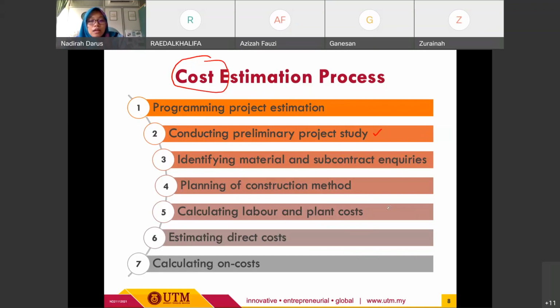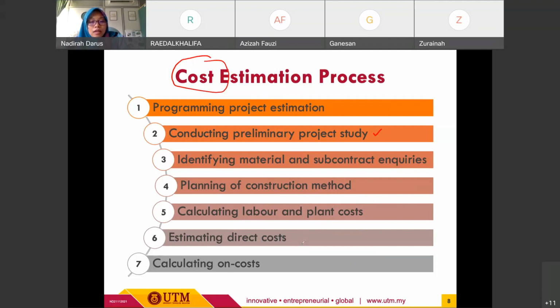Okay, and then we need to proceed with the planning of the construction method, since this method of work is very important for the project to be delivered accordingly, based on the specification and the design as required by the client. And then, for sure, the other process: we need to calculate all the resource costs, including labor or manpower, and then plant and machineries. All of these are required to be calculated and also estimated. At the end, we can have a good cost estimation.